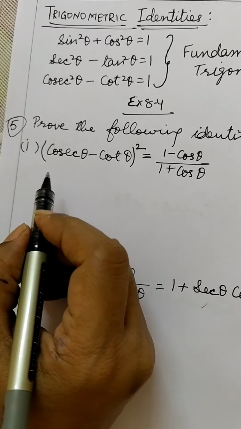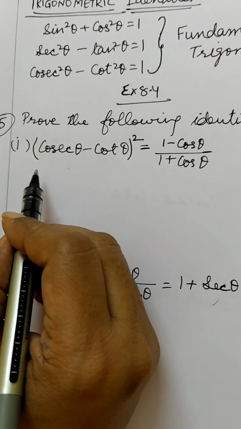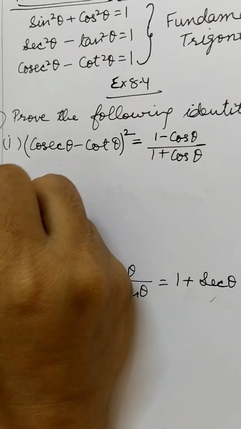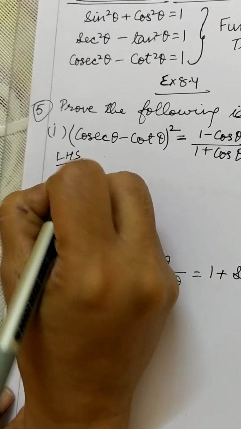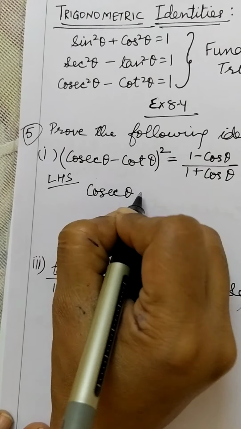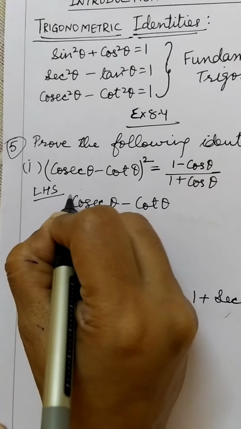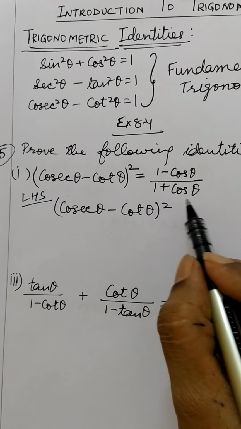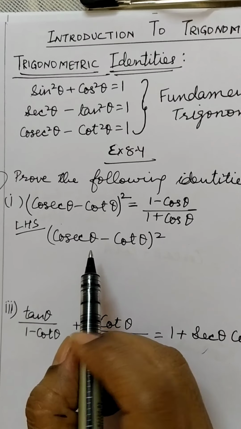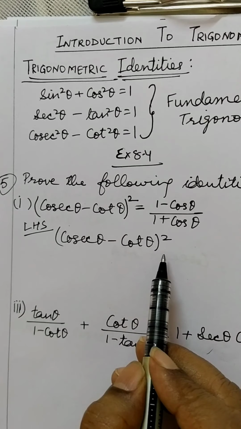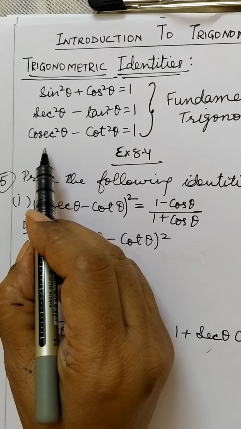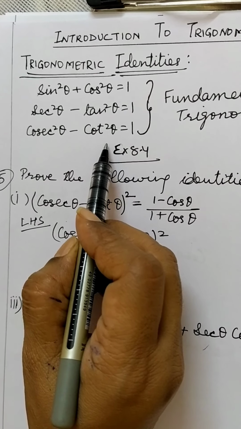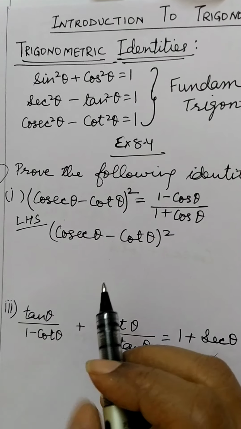So first part we are starting of question number 5. I am considering left hand side, which is cosec theta minus cot theta whole square, and we have to prove that it is equal to 1 minus cos theta upon 1 plus cos theta. So you can notice here that it is whole square, but in that identity we have cosec square theta minus cot square theta. So we cannot use that.